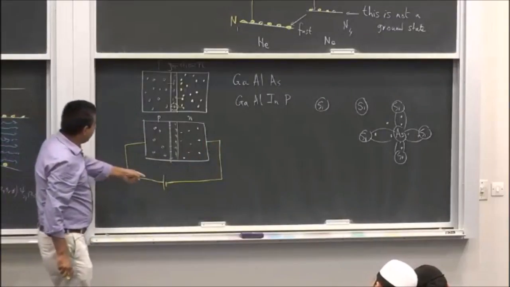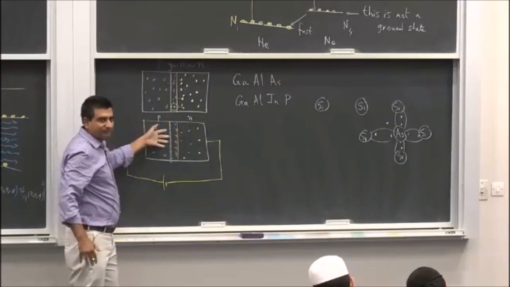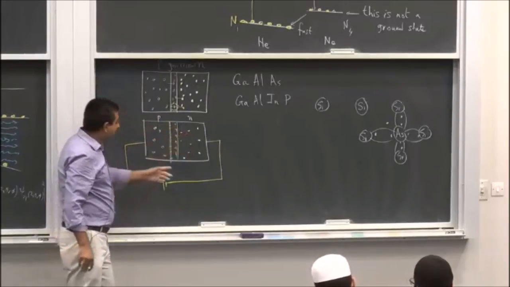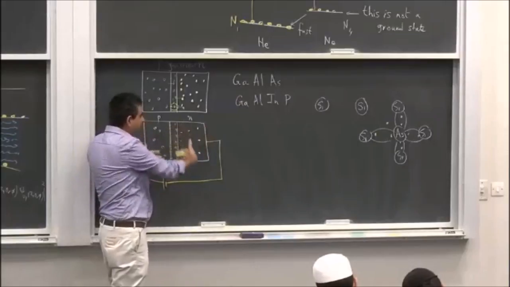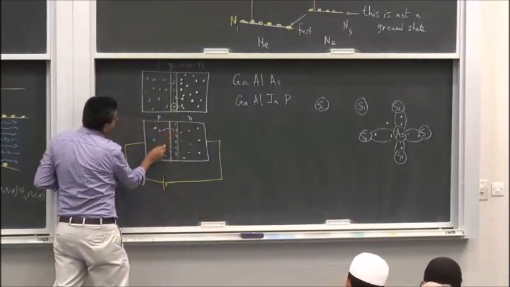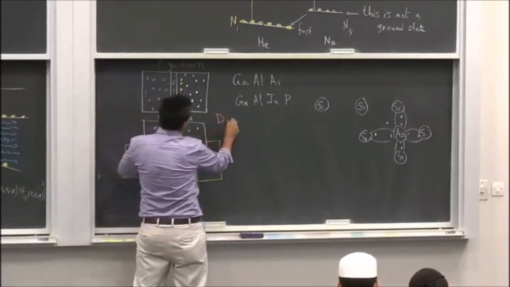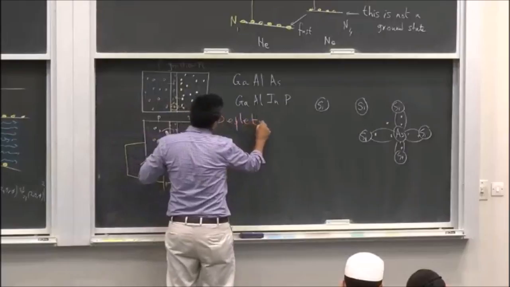What this does is that the positive terminal repels the holes, and this negative terminal repels the electrons. So more holes will jump into this barrier region, into this depletion region. This is called the depletion region. It's depleted of charge carriers.